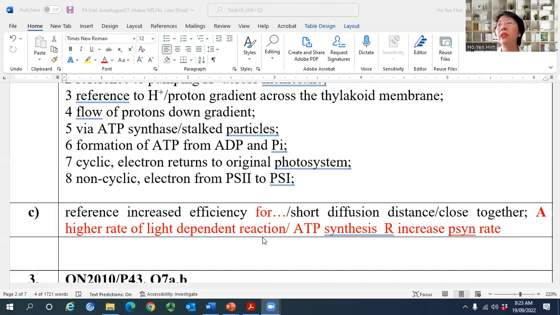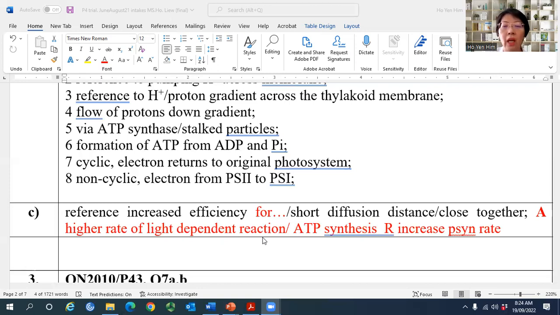Okay, efficiency in ATP synthesis. ATP synthesis is not complete, because when all these three are together, it allows light-dependent reaction to occur. So it must be efficiency in absorbing the light by photosystem, efficiency in transfer of electron, and efficiency in creating the proton gradient, efficiency in ATP synthesis, all linked together. So the answer is efficiency in light-dependent reaction.